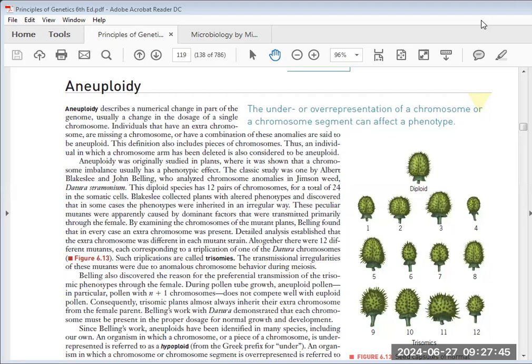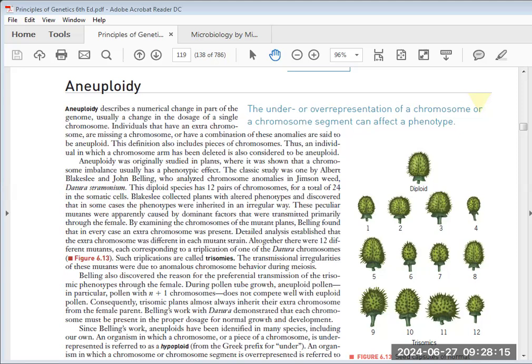They can live, but except for some plants, such a condition in human beings and higher animals is very much deranged and defective and may not survive. But it will depend on the organism we are going to study. Now, in your book, the first example is of trisomies. This is the heading, trisomy.